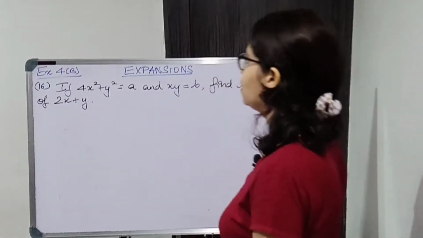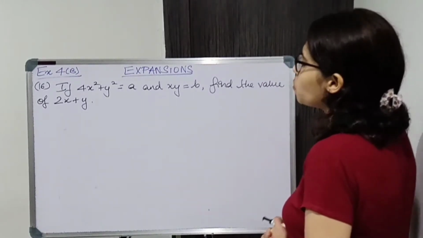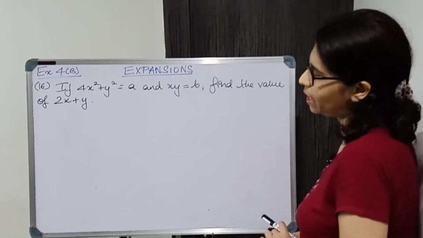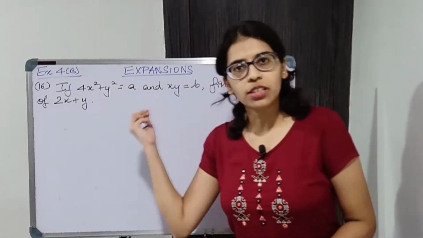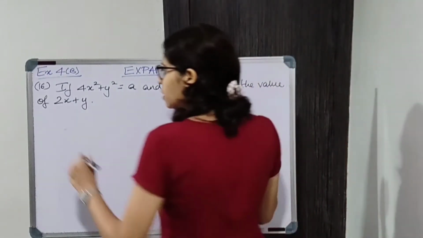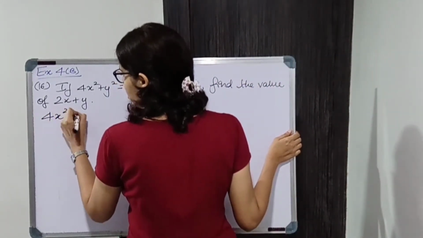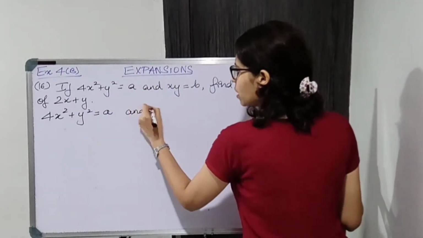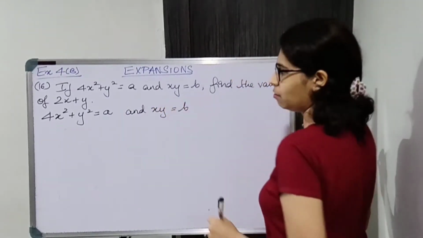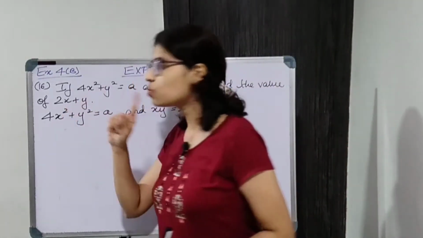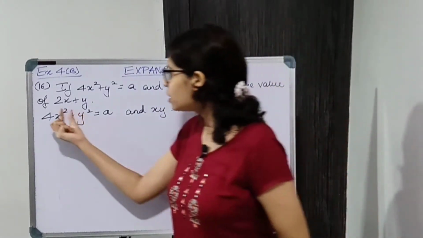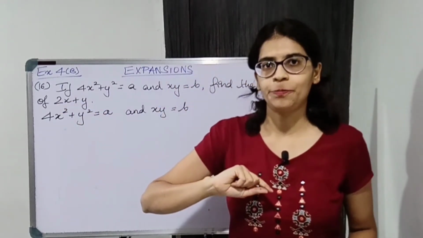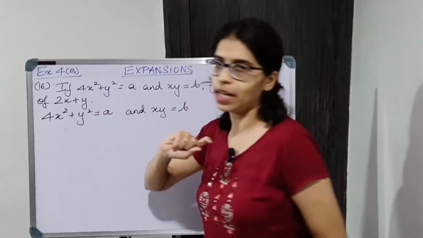Question number 16. If 4x² + y² is equal to a and xy is equal to b, find the value of 2x + y. So we'll write down the given first. We are given 4x² + y² = a and xy = b. We have to find the value of 2x + y. In the given part there are squares, and in the find part we don't have squares.